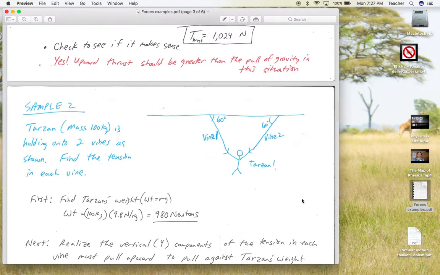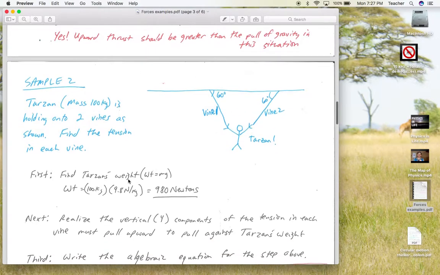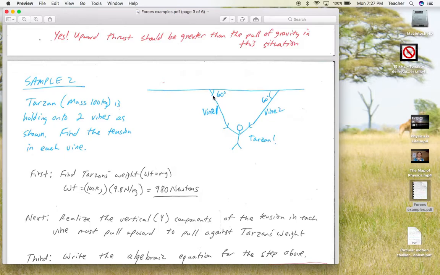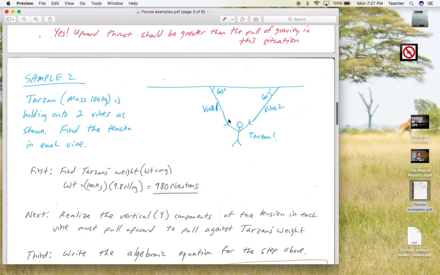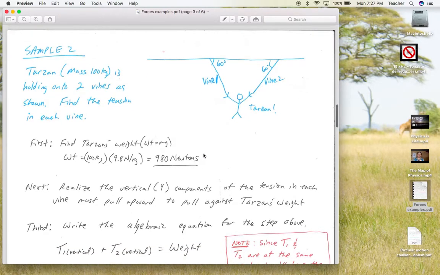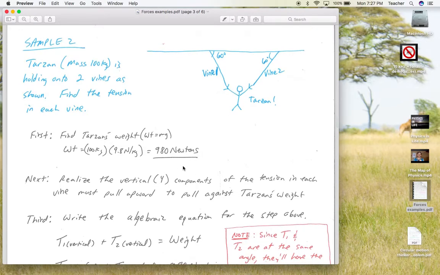Sample 2, poor drawing here, but we've got Tarzan on 2 vines. Each is being pulled 60 degrees from the horizontal. It says find the tension in each vine. Well, in this case, since they're at the same angle, the vertical components of each of the vines' tensions will add up to the downward component of Tarzan's weight. So the weight is equal to both tensions' vertical components. First of all, I found Tarzan's weight, mg, 980 newtons. We've got 100 kilograms of mass.